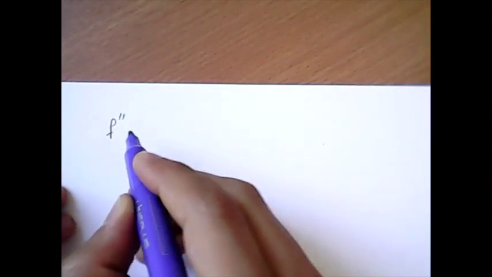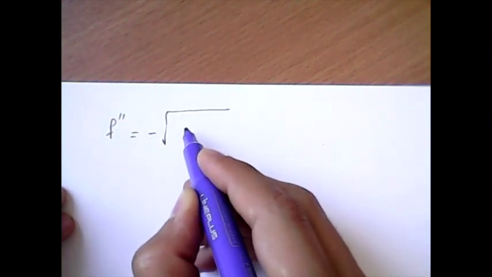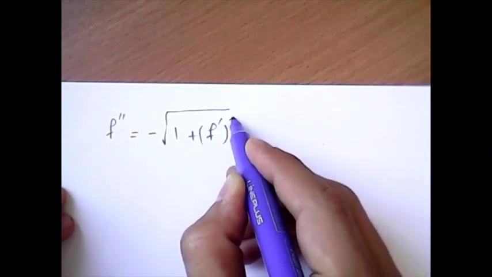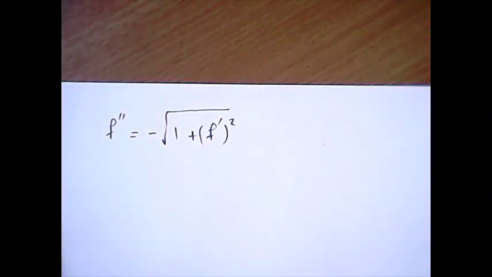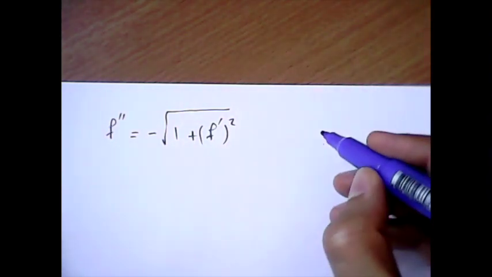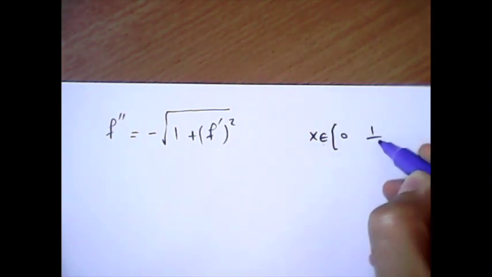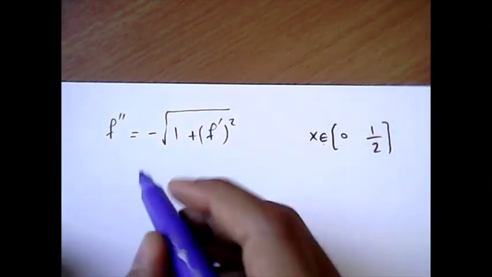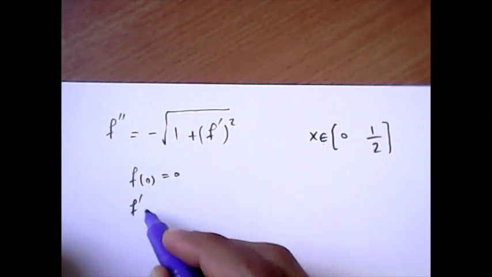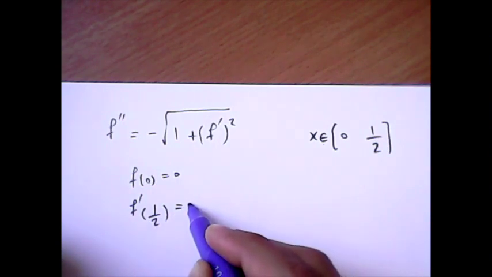The second derivative of f equals minus square root of 1 plus first derivative of f to the power 2. Okay. It looks as ugly as it could be, but well, that's what it is, and it's going to be easy. I will give you a hint how to solve it. Let's say the function is defined on x starting from 0 going to 1 over 2, and let's say f at 0 is equal to 0, and the first derivative of f at the other end, 1 over 2, is also equal to 0.